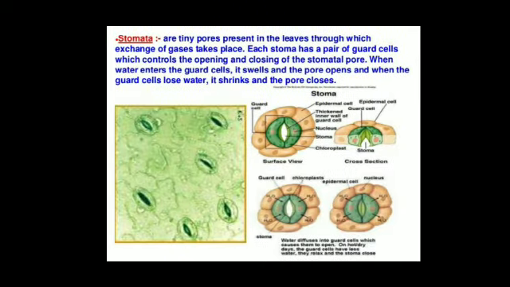This is a diagram of stomata. As I told you, stomata are tiny pores present on the surface of the leaves. Each stoma is guarded by guard cells. Guard cells regulate the opening and closing of the stomatal pore.